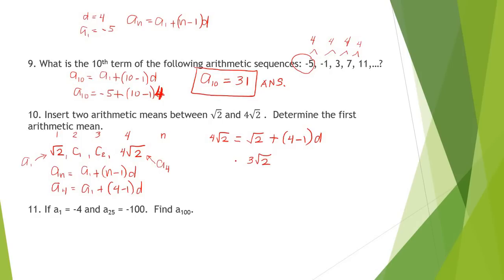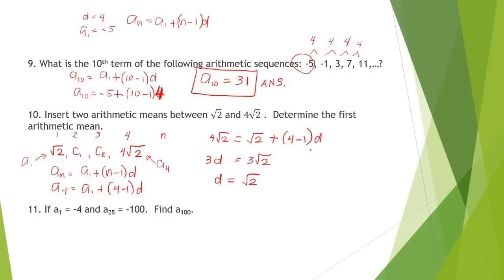4 minus 1 equals 3. So we have 3d, and our d is equal to the square root of 2. Our first arithmetic mean would simply be equal to the first term, which is a1, plus the common difference, which is square root of 2.